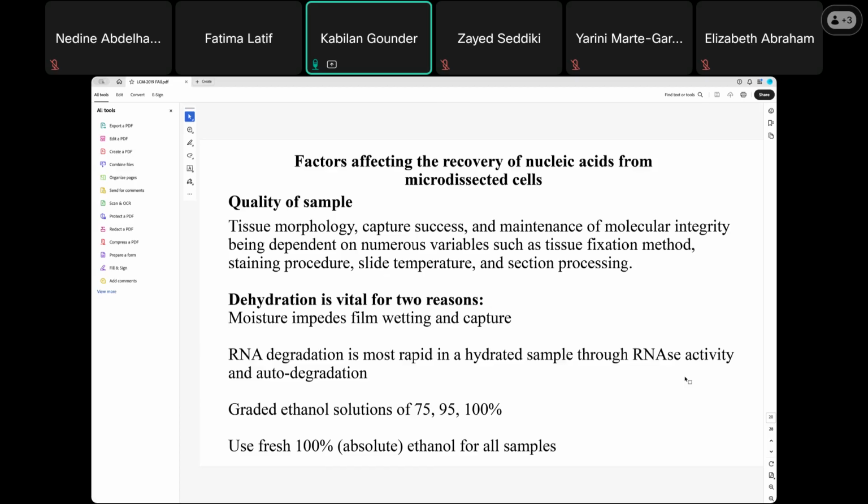So during this time, it is very, very important when you process your time. What are all the factors which affect the recovery of nucleic acid? So our main goal is to isolate the cells, to isolate DNA, RNA, or protein for subsequent analysis. So that is our goal.